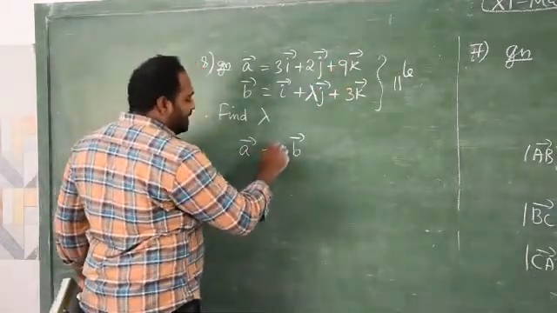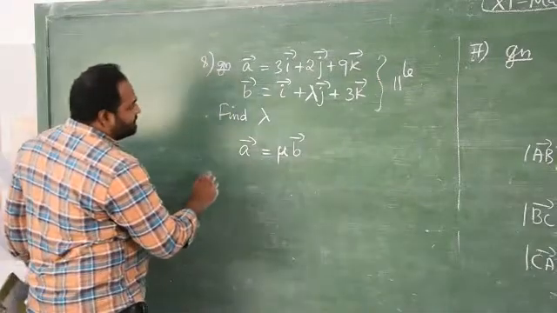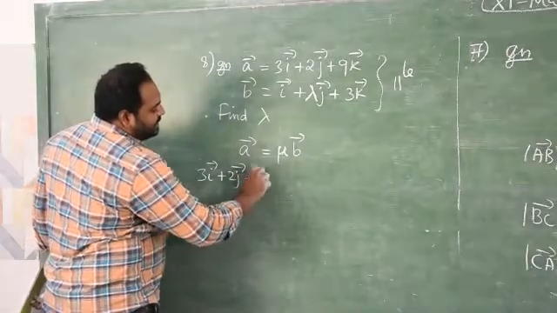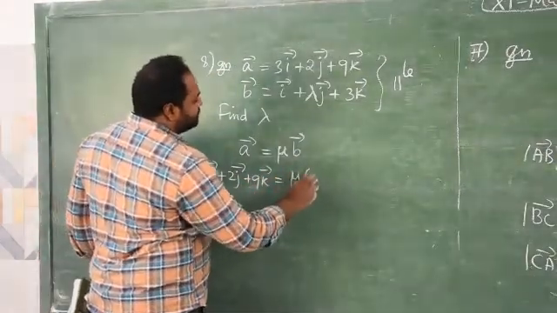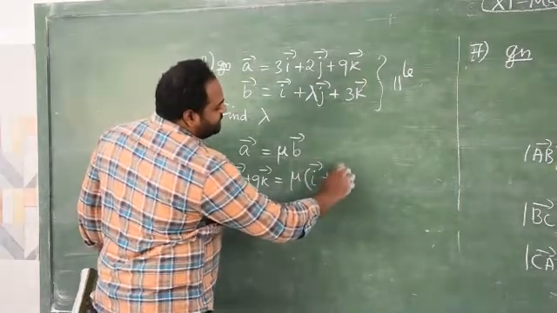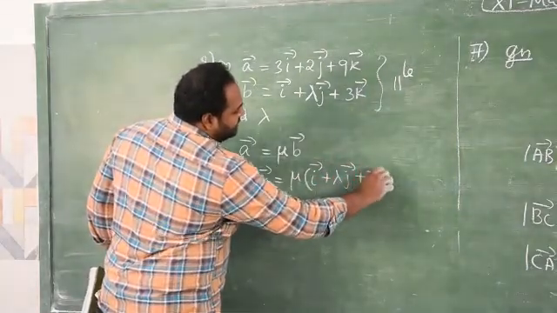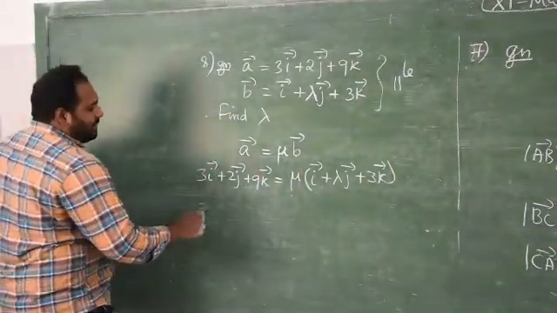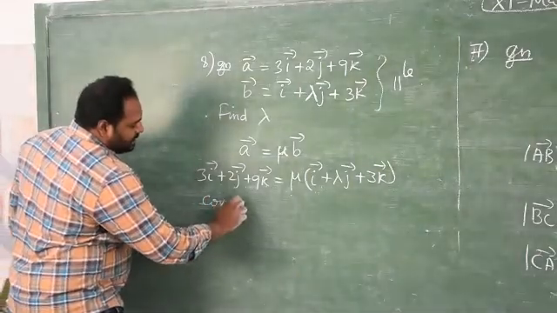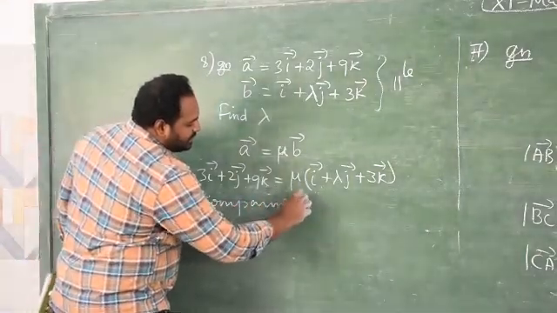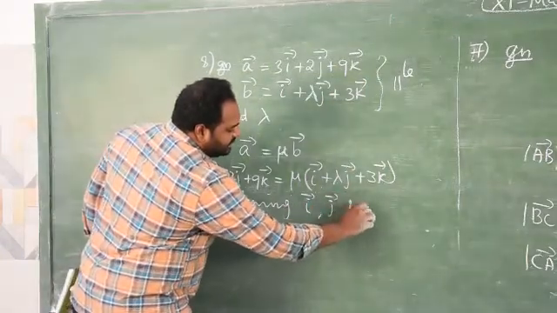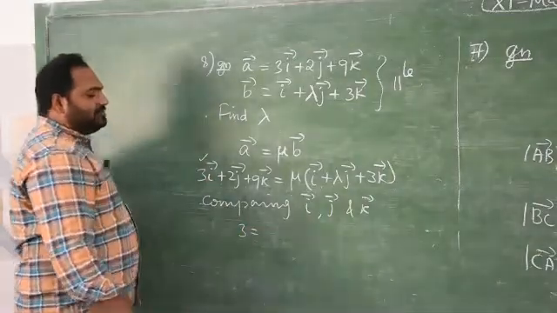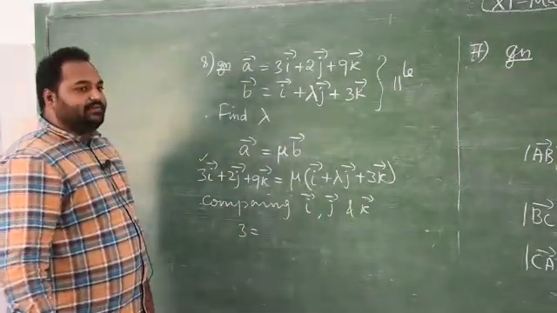So I am going to use this condition directly. A vector, 3i plus 2j plus 9k, equals mu times i vector plus lambda j vector plus 3k vector. These two vectors are equal, so we can compare the i, j, k elements. We only have to take the coefficients of i, j, k.